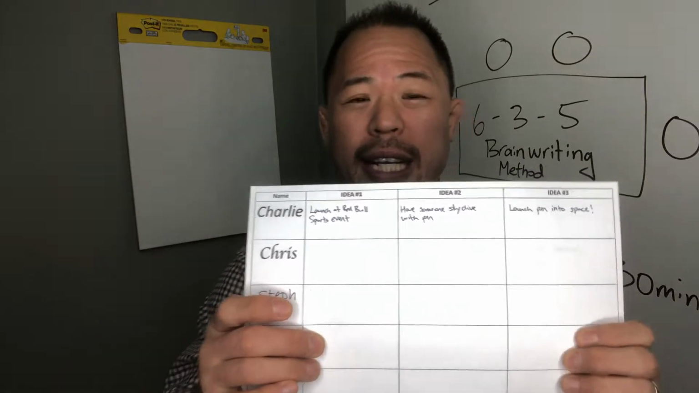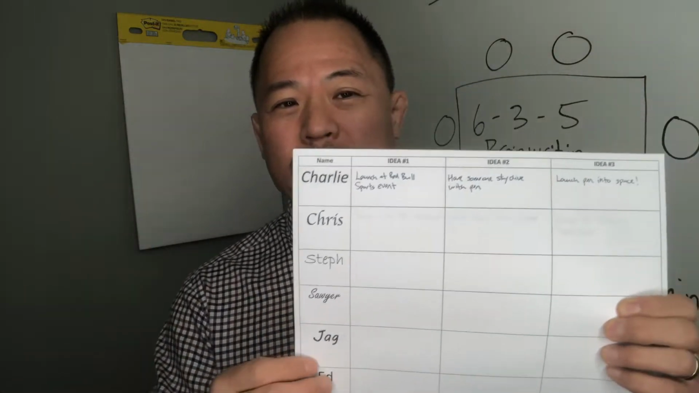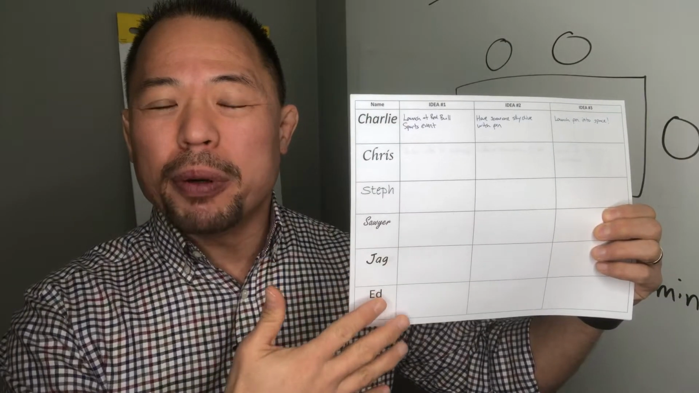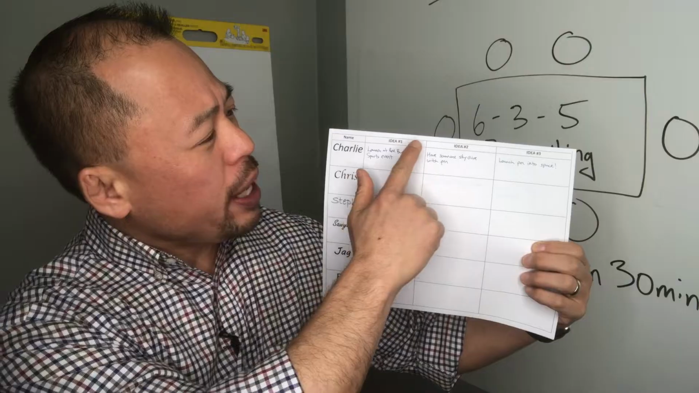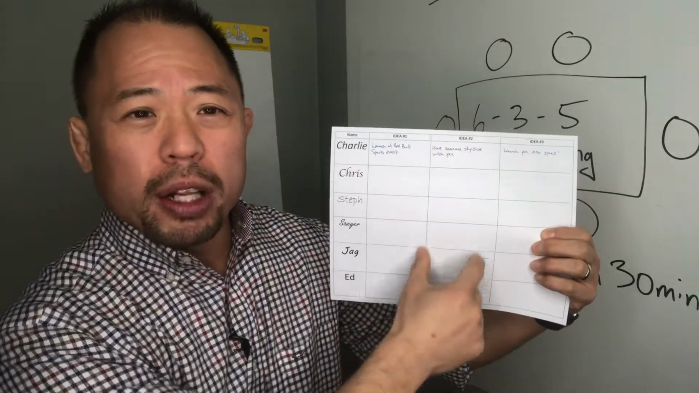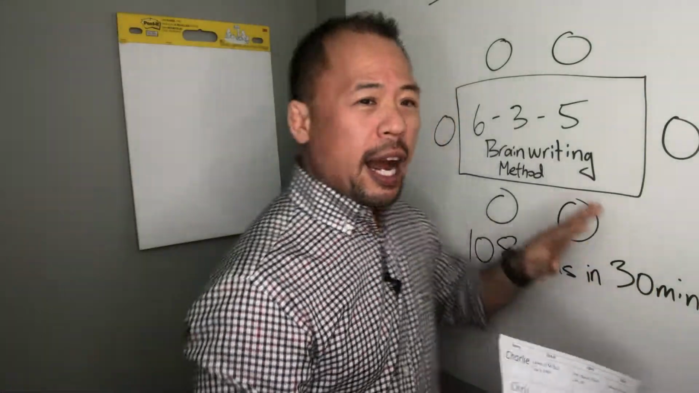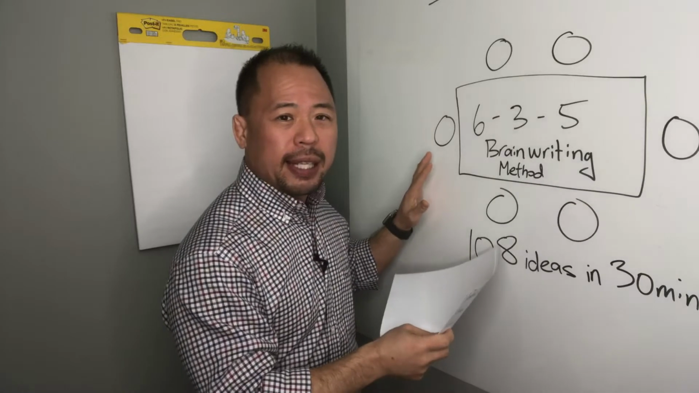So how does it work? First off, you're going to need to create a template like this. In this case, I have 6 people participating in my brainstorming session. I've got 1, 2, 3, 4, 5, and 6, and then I've got 3 ideas, so I create 3 columns for my ideas.